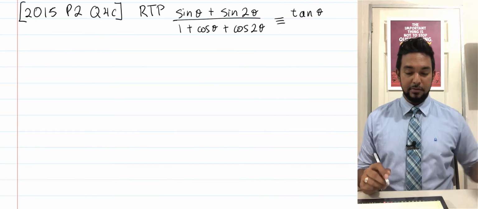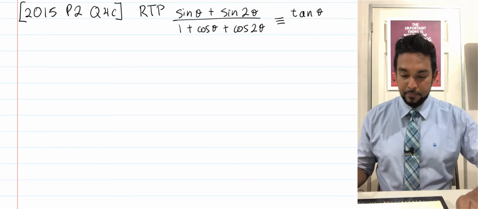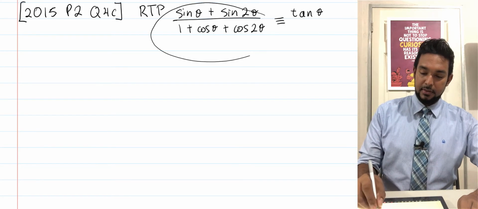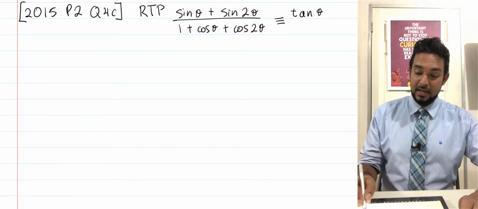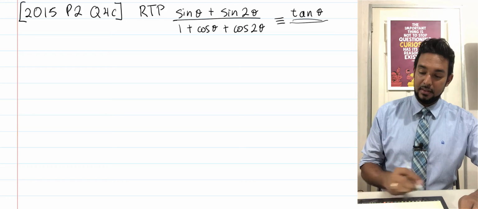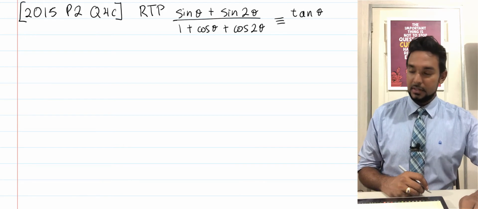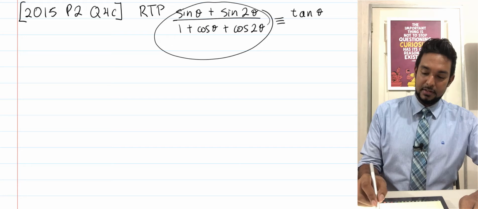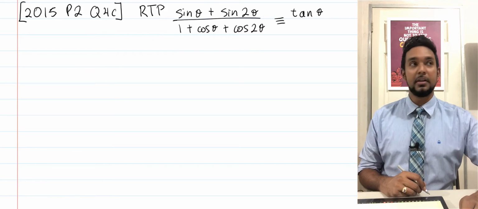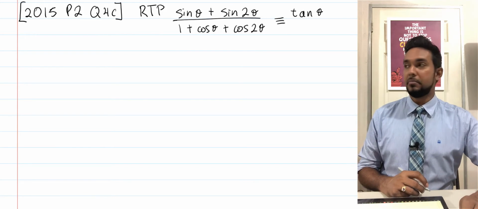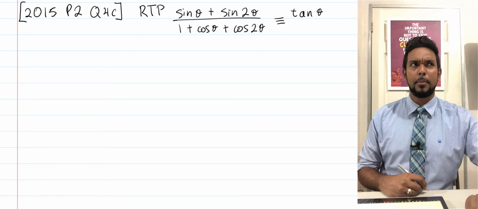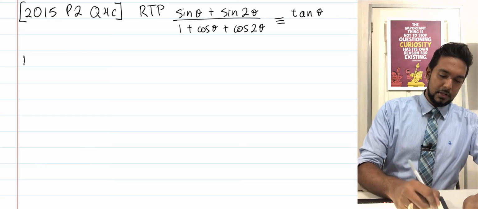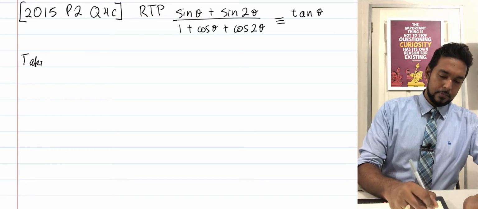Okay, so this is the 2015 paper 2, question 4, part C. We are required to prove that sine theta plus sine 2 theta over 1 plus cos theta plus cos 2 theta is exactly identical to tan theta. So that's a lot of stuff on the left-hand side to boil down to the stuff on the right-hand side. The right-hand side doesn't give us much scope to work with, so the left-hand side is probably what we're going to start with. So let's go, taking the left-hand side.